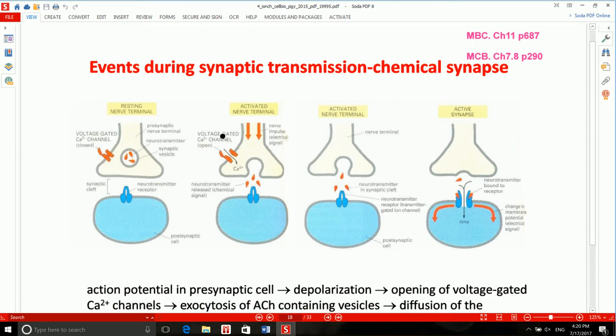So now let's start with defining a chemical synapse. A chemical synapse is a special junction between a nerve cell and another type of cell. So the first cell, or presynaptic cell, has to be a nerve cell. And the second cell, or postsynaptic cell, can either be another nerve cell or another type of cell. As you can see in this example, it's a skeletal muscle cell. So, this is a chemical synapse.